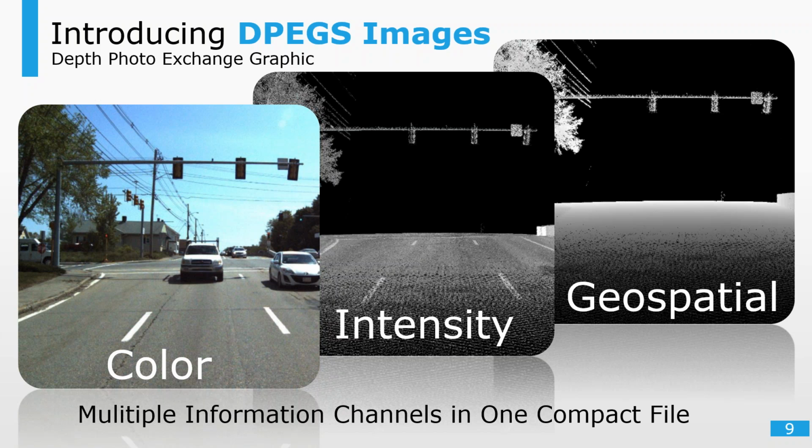So if you are a 2D user, if you have ArcMap, we've actually solved this problem with DPEGs. Going back to DPEGs, it takes your color information, your intensity information, your geospatial, and also your classification now, that I didn't get a chance to add. And we bundle them into a DPEG image. That's a Depth Photo Exchange Graphic.